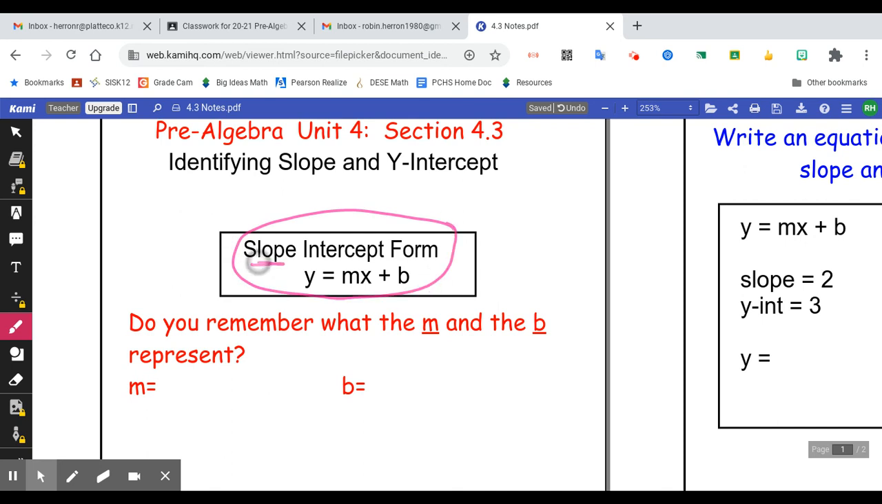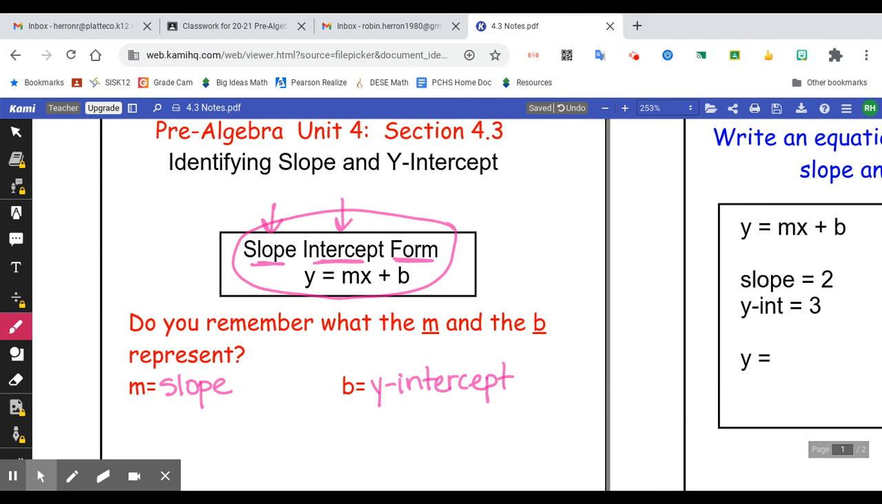So again, slope-intercept form is y equals mx plus b. Do you know what the m and the b mean? What they stand for? Since it's called slope-intercept form, the m and the b actually stand for the slope of the line, and intercept is talking about the y-intercept. Now let's break this down a little bit further, okay?